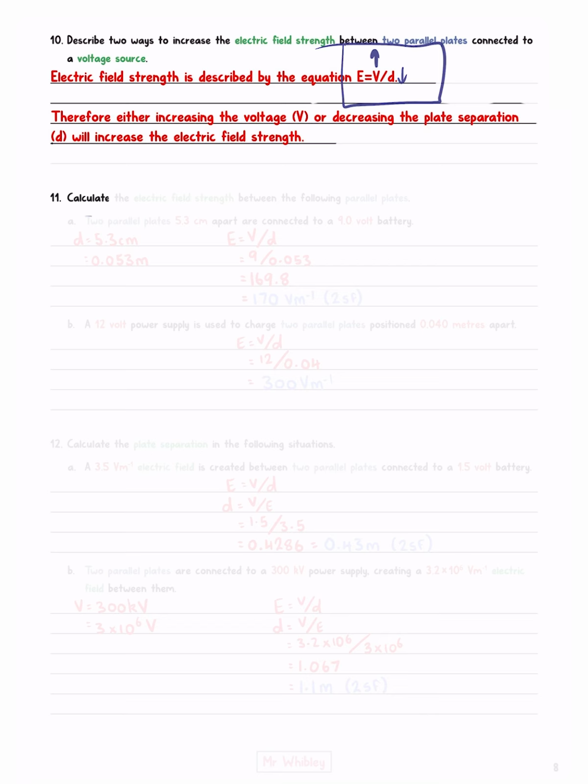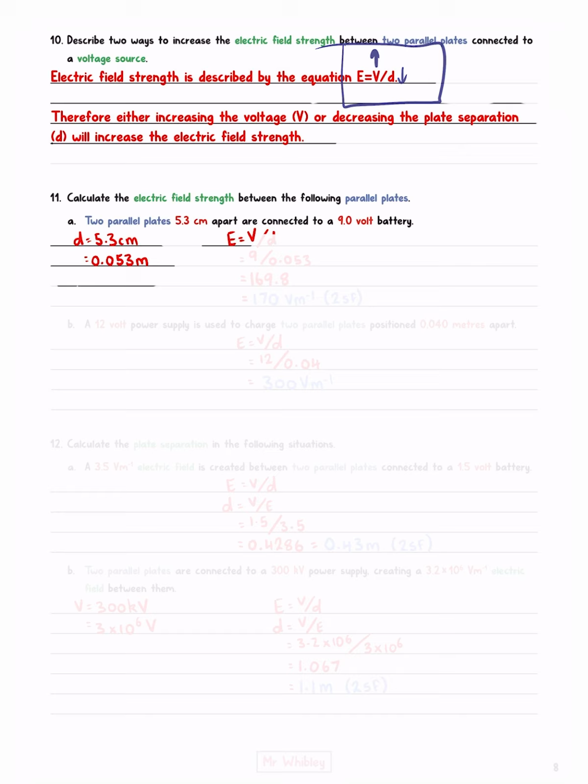Question 11. Calculate the electric field strength between the following parallel plates. 2 parallel plates, 5.3 centimeters apart, are connected to a 9-volt battery. So we know our separation is 5.3 centimeters, which is 0.053 meters. We know that E is equal to V over D. Our voltage is 9. We know our separation, which gives me 169.8 or 170 volts per meter to 2 significant figures.